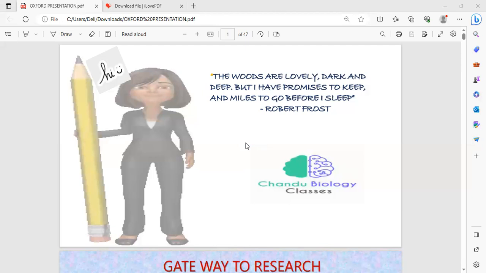In the last session, we discussed briefly what the TSSET examination is and gave a clear-cut explanation of the TSSET notification also. In this session, we are going to discuss the syllabus of the TSSET examination and also how to prepare for the TSSET examination.